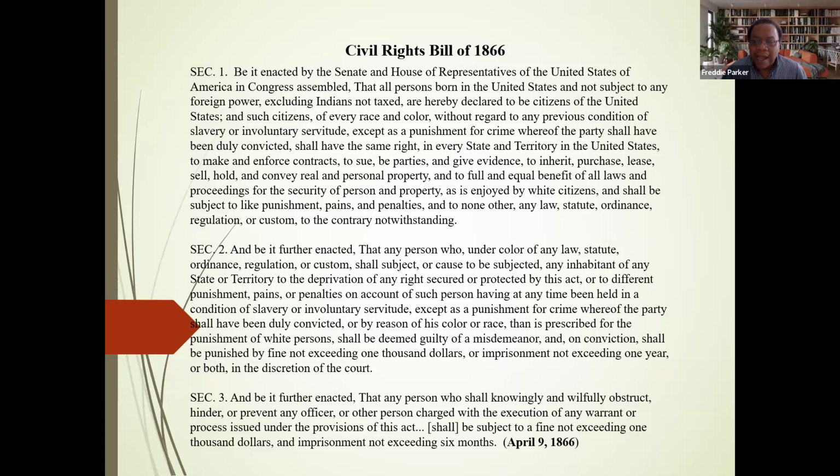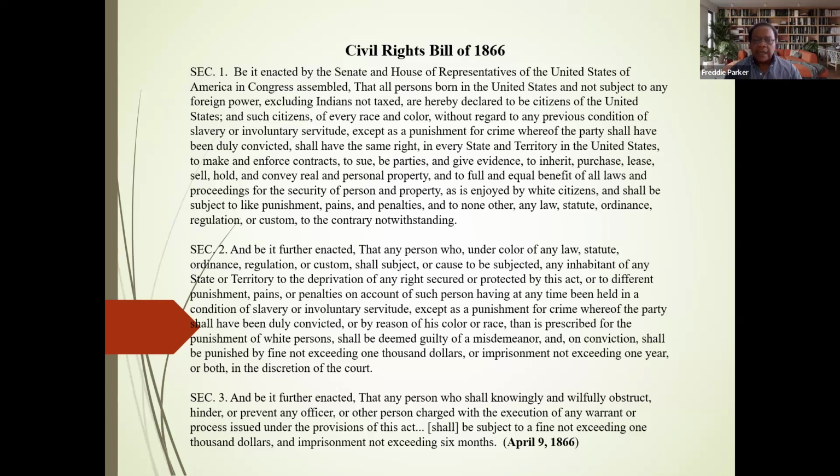That is a very powerful piece of legislation, because now, just a couple of months after the 13th Amendment was ratified, the former slaves, those 4 million people who were formerly enslaved, are now looked at as citizens of the United States and of the states in which they were born.